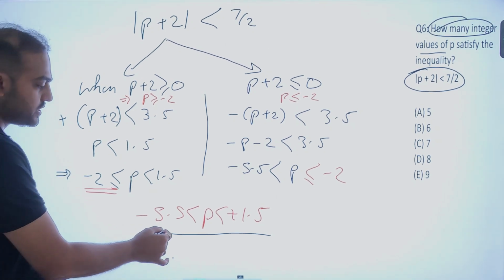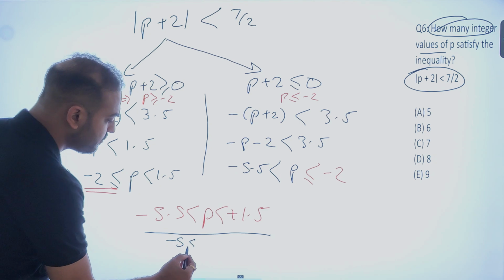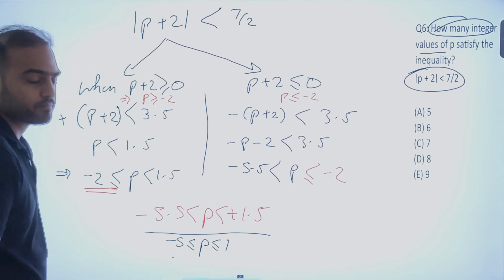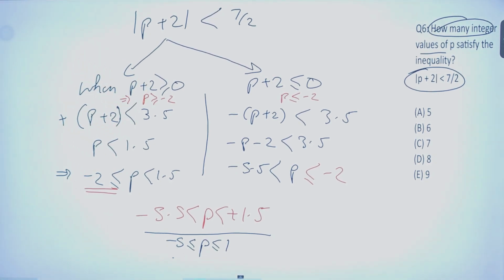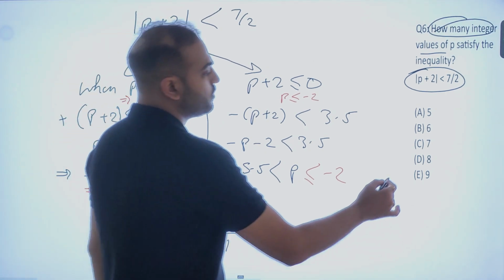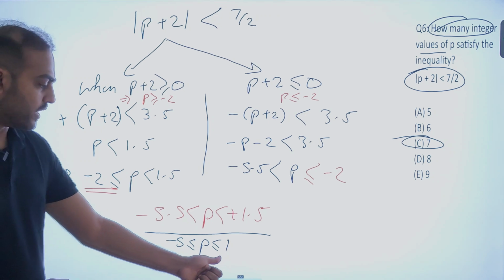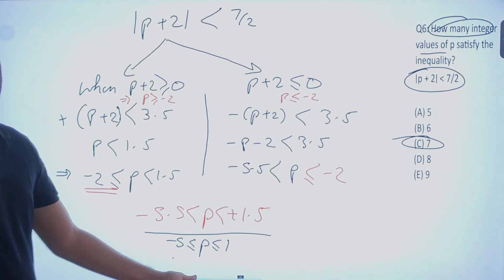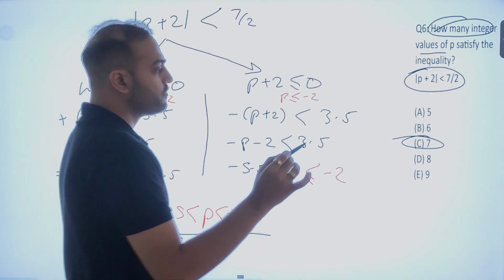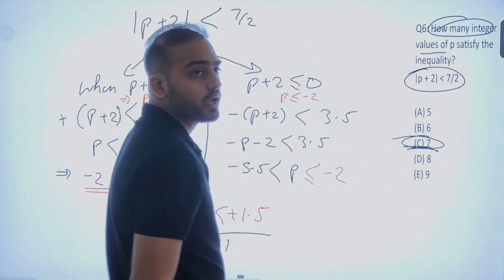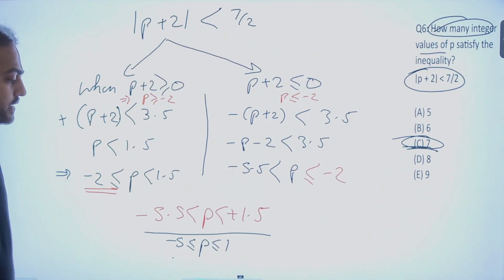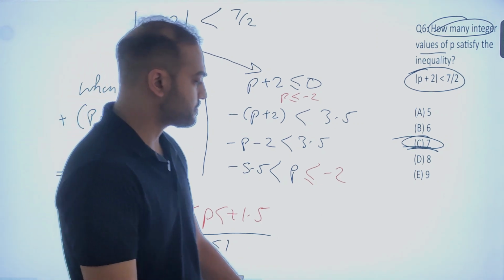So integer values, if you see, it's from minus 5 to 1. So if you count them up, that's 7. 5 negative, 1 positive and 1 0. Okay, don't forget the 0. So these are 7 values.